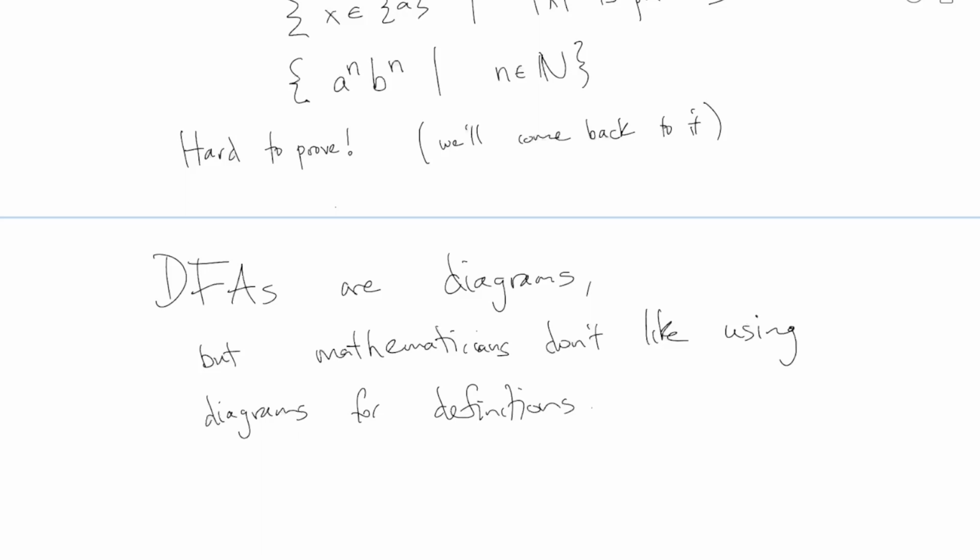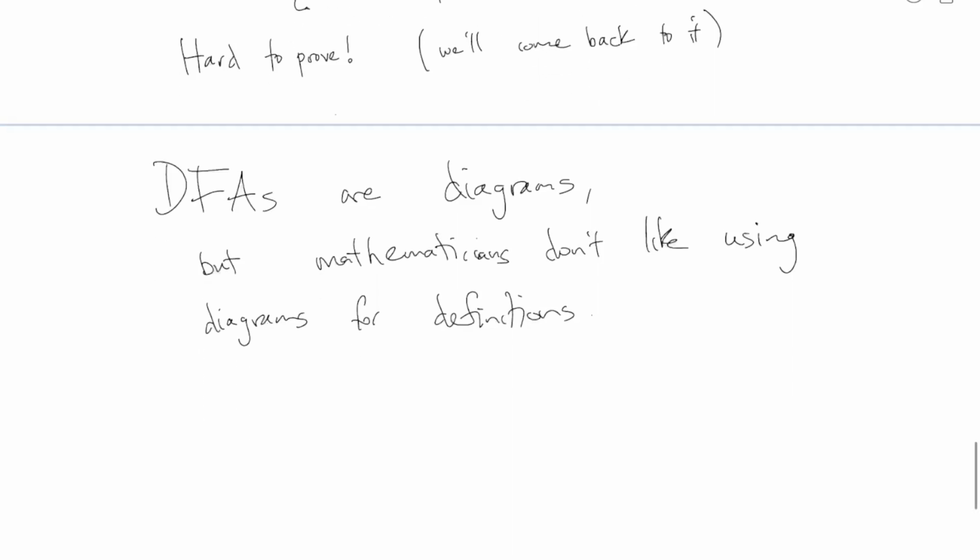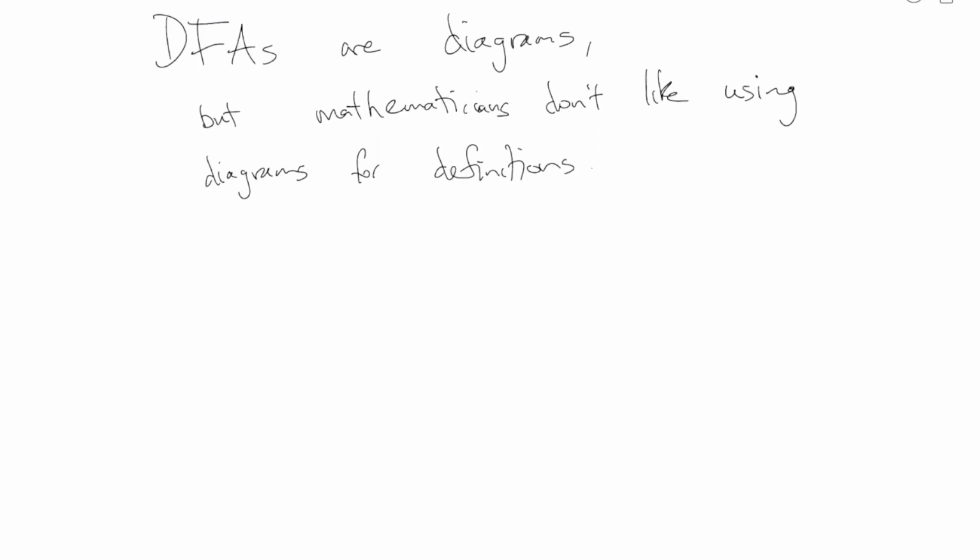This is probably something you're familiar with. We don't typically define things by pictures. Like when your friends ask you at lunch before class, when you talk about the theory of computation with your friends, they say, what exactly is a DFA again? And you're like, oh, well, it's this thing with the circles and arrows and the accepting states. Your friend might say, it's really just like a thing with circles and arrows. That's not a very good mathematical definition. Because we don't like diagrams for definitions.